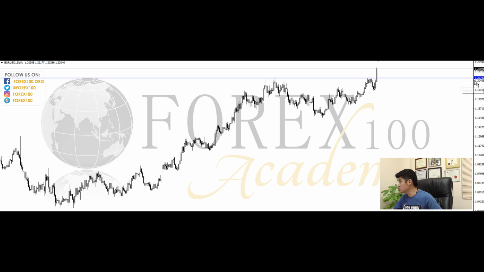That will be 1.2078. Current price is at 1.220. That is a good 130 pips. So myself, I will not wait for 130 pips to look for an engagement of a trade.